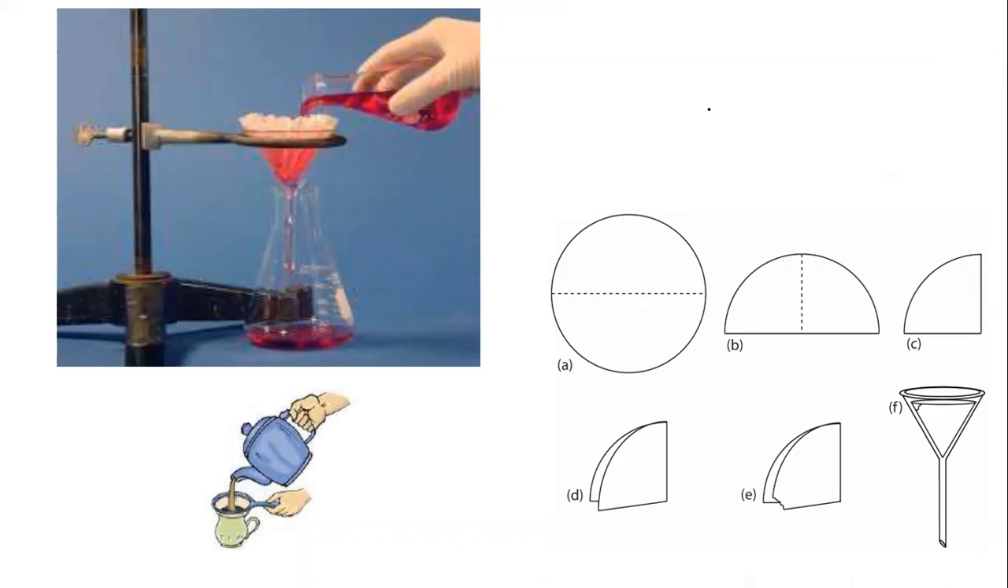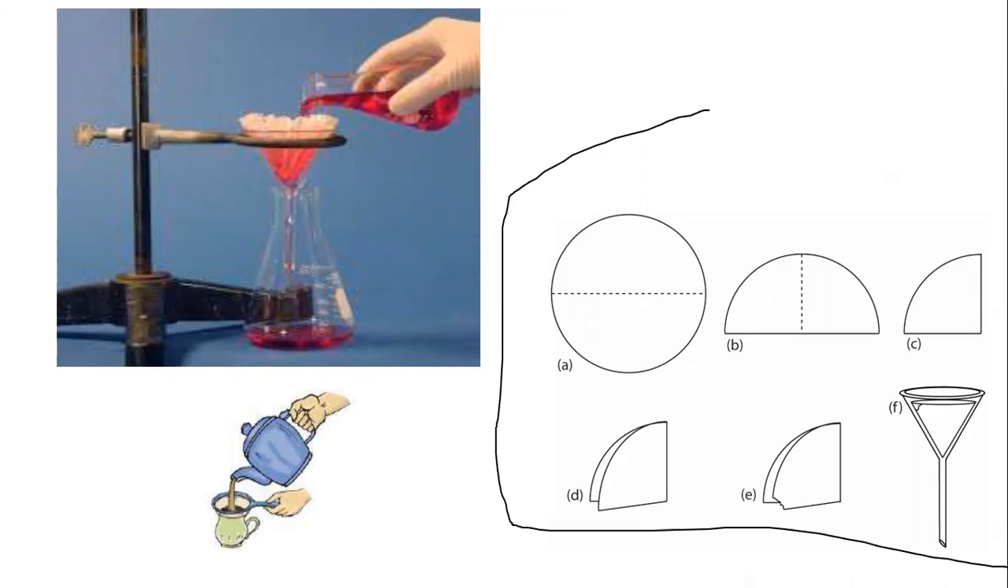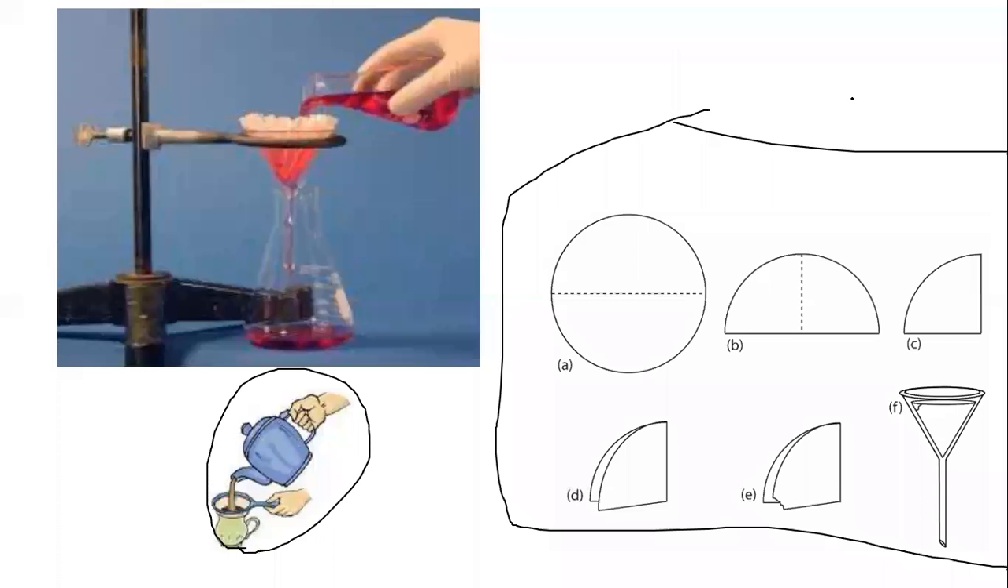This is a filter paper and how it is put in the funnel. It is also a type of filtration. The water which is settling down, this red water which is settling down, this is known as the filtrate.